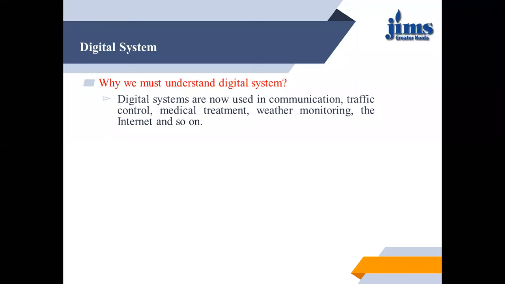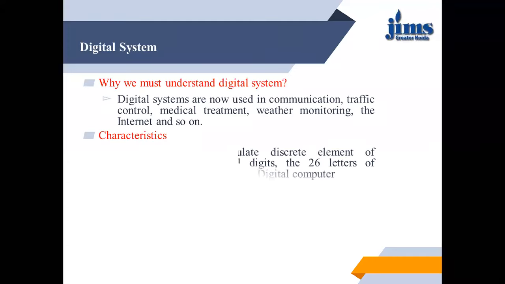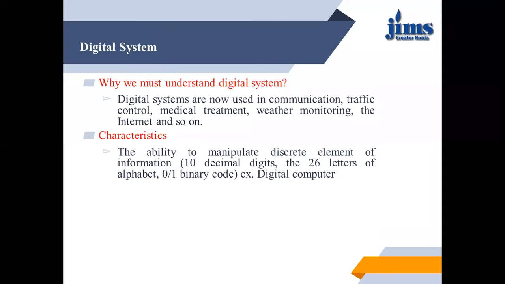Digital systems are now used in communication, traffic control, medical treatment, weather monitoring, and the internet, and so many things you are seeing around you are digital systems. When we talk about the characteristics of the digital system, it is the ability to manipulate discrete elements of information: we have 10 decimal digits, 0 to 9, 26 letters, the alphabets, and 0, 1, that is the binary codes. The general example of a digital system is your digital computer. What you are using, or your mobile phone, your pager, these all are digital.